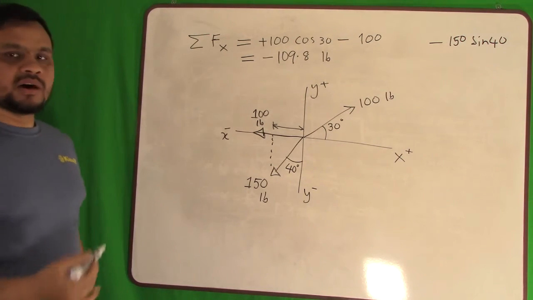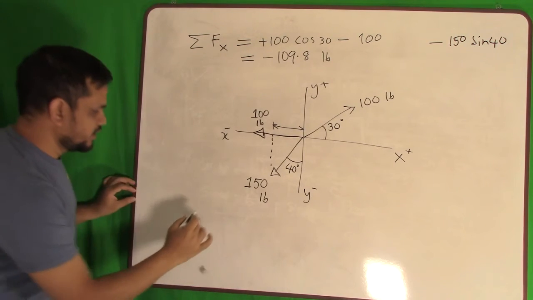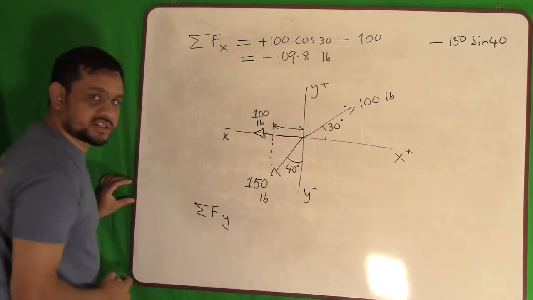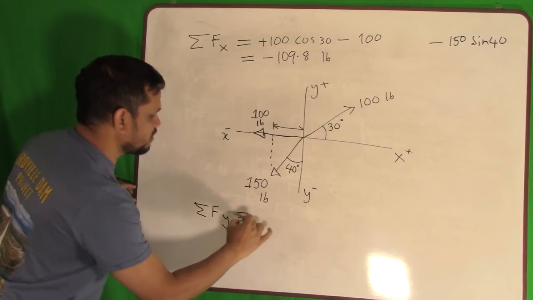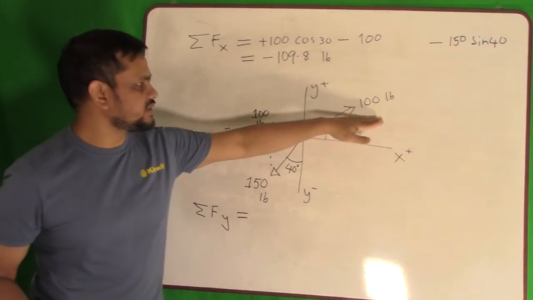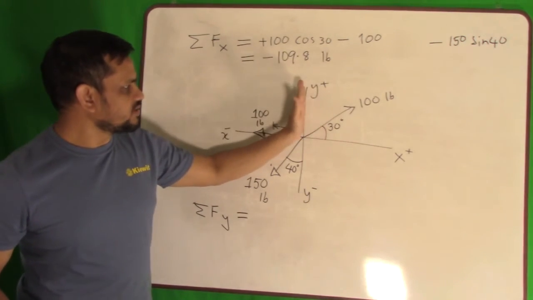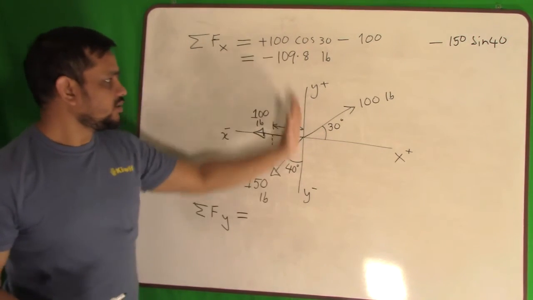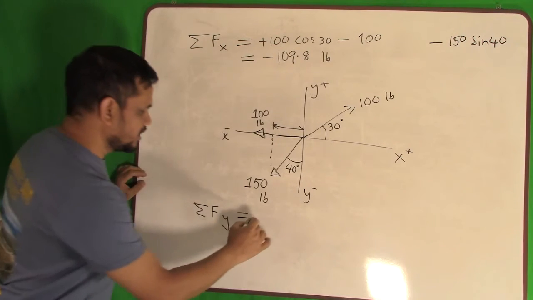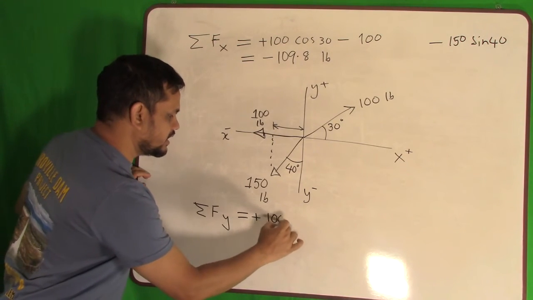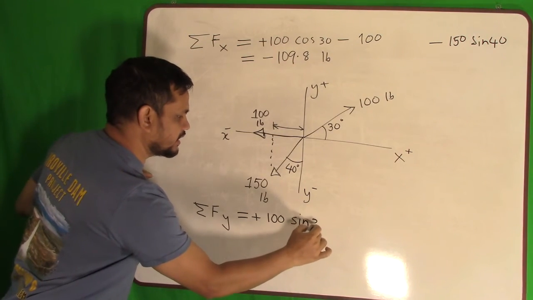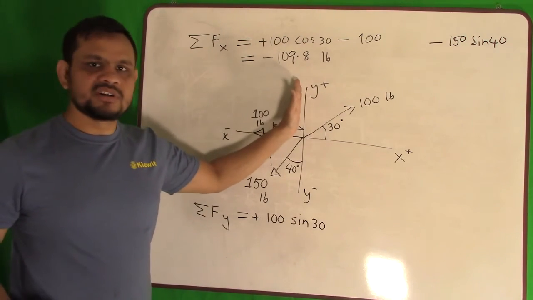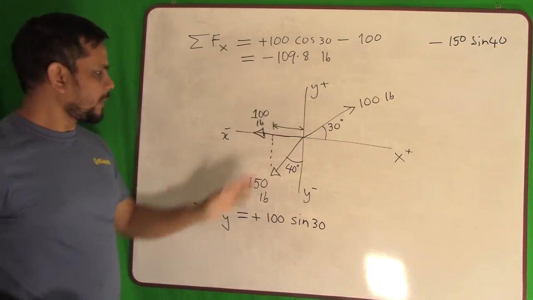Okay, so I got my x component. Now I will find my y component. So summation of force along y direction is how much? Plus my this force. So I will take this component. My angle is not this side, so it will be sine. It is positive direction. So 100 sine 30. Why sine? Because my side is not adjacent to the angle.